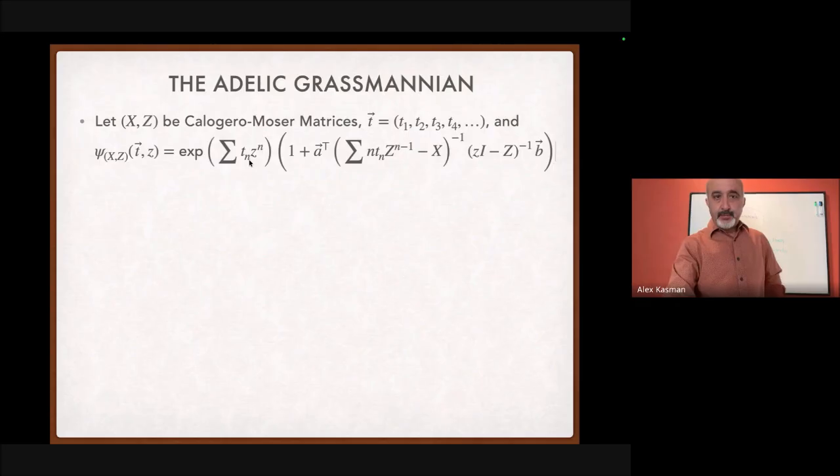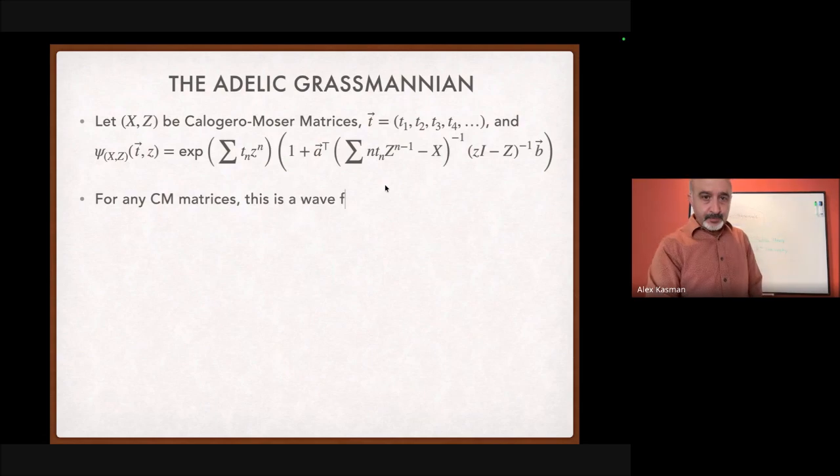So you pick any pair of Calogero-Moser matrices you want, and then there's a bunch of, these are called time variables, t1, t2, t3, t4, infinitely many of them. This formula involves nothing but matrix multiplication. Since A and B are vectors and this one's transposed, that turns this into a scalar. So there's not a determinant here. This is a matrix product that turns out to be a scalar. And this is just e to the t1 z plus t2 z squared plus t3 z cubed, and so on.